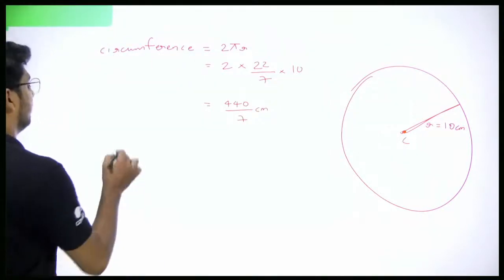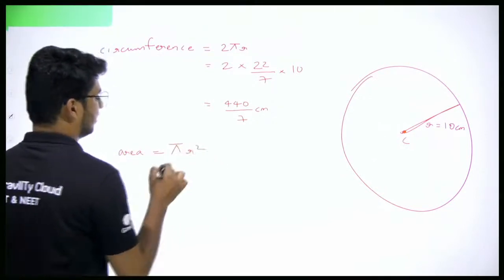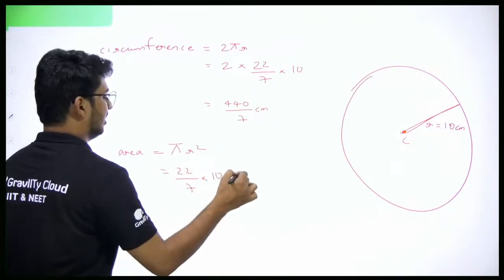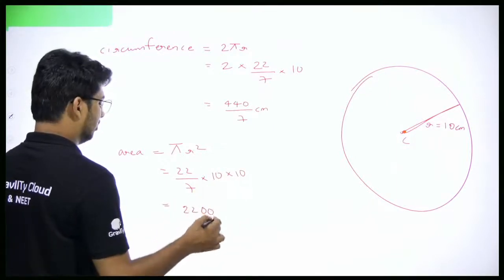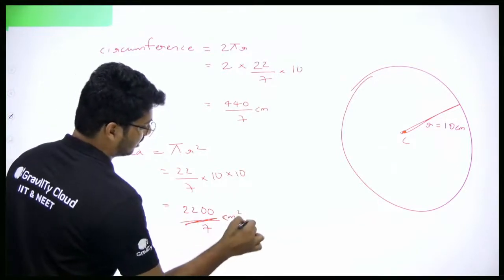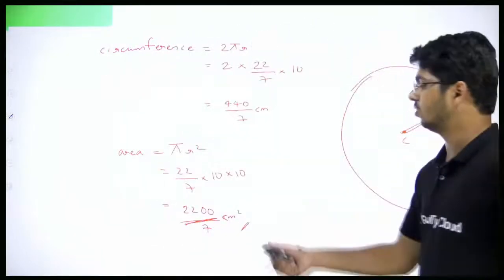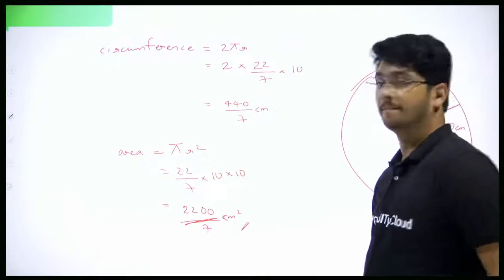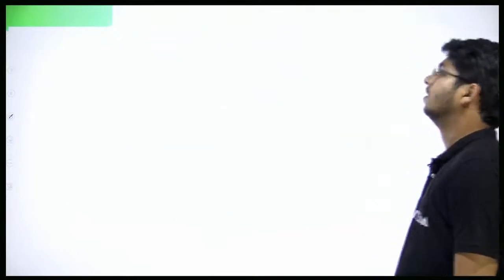Simple, right? Now if I talk about the area, the formula is pi r square. What is pi? 22 by 7. What is radius? 10 centimeter. 10 into 10, so it's going to be 2200 by 7 centimeter square. That's it, as simple as that. 2200 by 7 centimeter square. Clear?